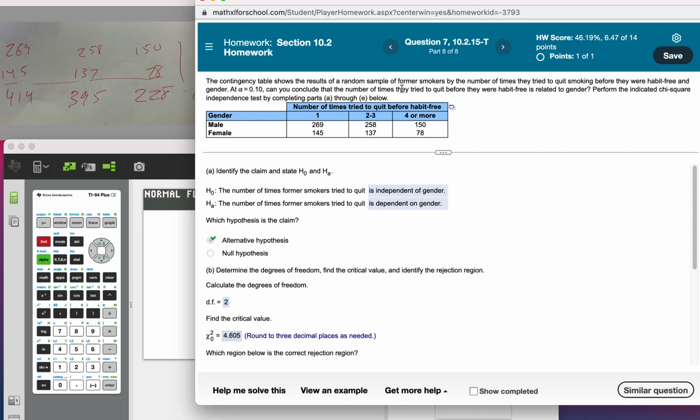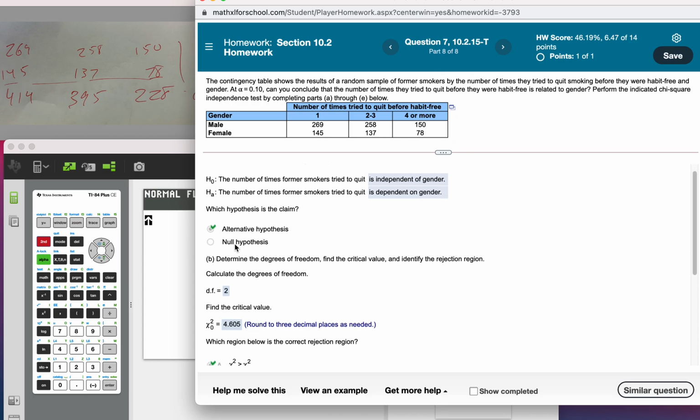So where is the hypothesis? Can you conclude that the number of times they tried to quit before they were habit-free is related to gender? That means it's dependent on their gender. So you're going to have to look for the wording. This related isn't the same as dependent, but we got to get dependent out of related. Basically what they're saying is it matters whether you're in one of these two categories. That's what this sentence says, even though it doesn't actually say the word dependent. You have to figure that out from the reading. Okay, so I clicked on alternative.